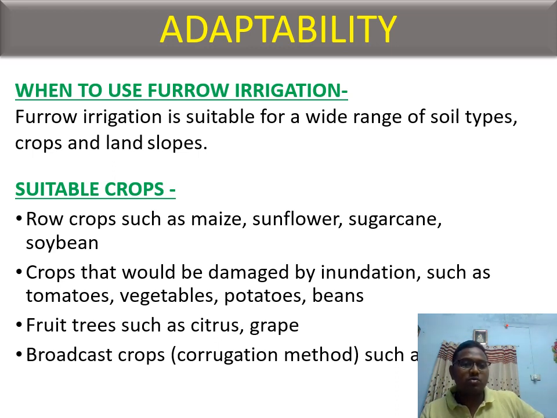Suitable crops: it is suitable for row crops such as maize, sunflower, sugarcane, soybean, etc. Then crops that would be damaged by inundation, such as tomatoes, vegetables, potatoes, beans, etc. It is also very much adapted for fruit trees such as citrus and grapes, which are mostly planted in rows. Then broadcast crops, such as wheat, for which we adopt the corrugation method. What the corrugation method is, we will see in the next slide.